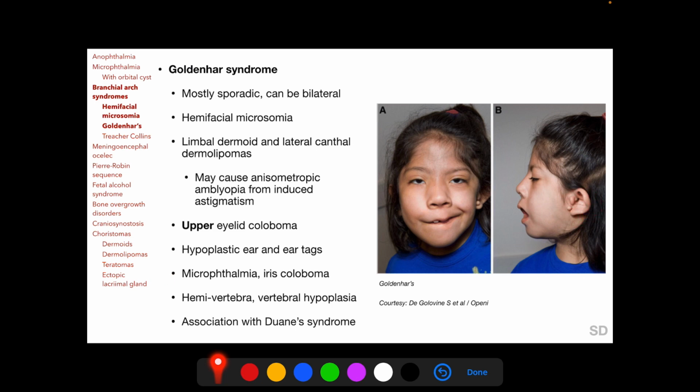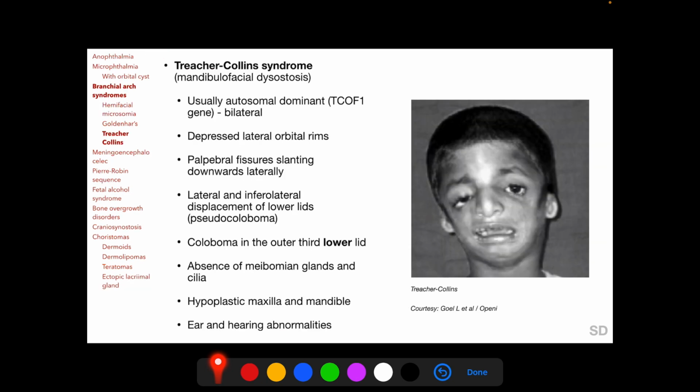Other components of Goldenhar syndrome are microphthalmia, iris coloboma, vertebral anomalies such as hemivertebra and vertebral hypoplasia, and there is an association between Goldenhar syndrome and Duane syndrome. Treacher Collins syndrome is also called mandibulofacial dysostosis and is usually an autosomal dominant genetic defect and is thus bilateral in presentation. Patients with Treacher Collins syndrome characteristically have depressed lateral orbital rims with palpebral fissures slanting downwards laterally.